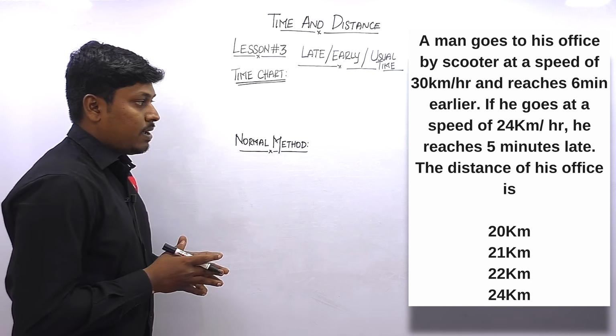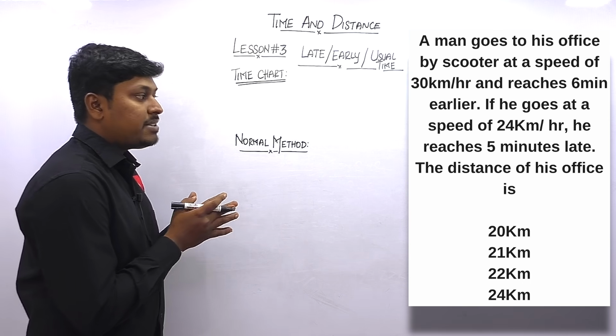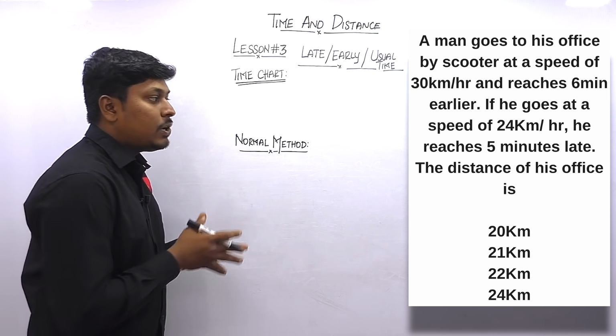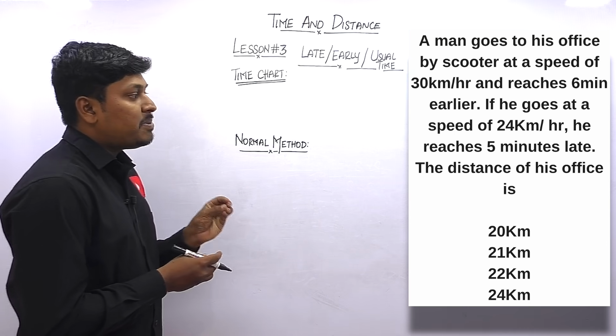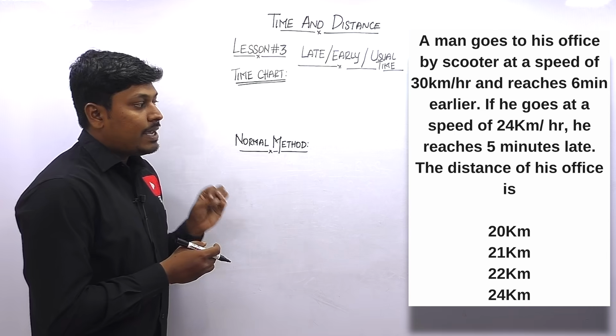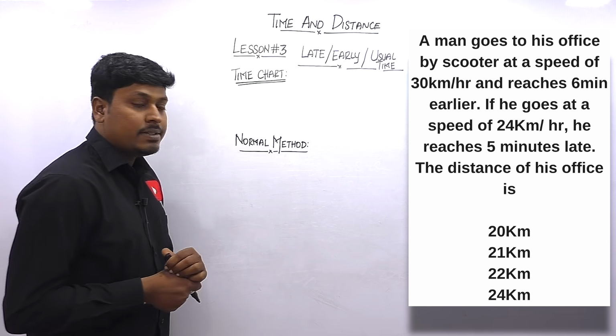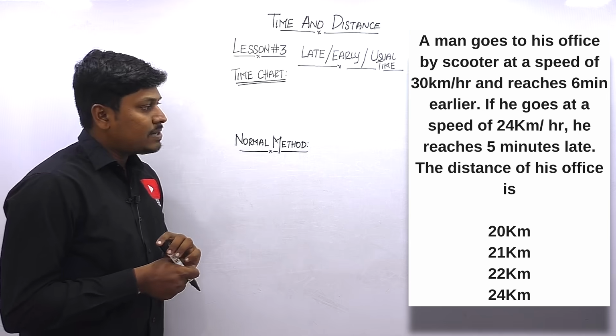Question number 1. A man goes to his office by scooter at a speed of 30 km per hour and reaches 6 minutes earlier. If he goes at a speed of 24 km per hour, he reaches 5 minutes late. The distance of his office is? So friends, understood the question?